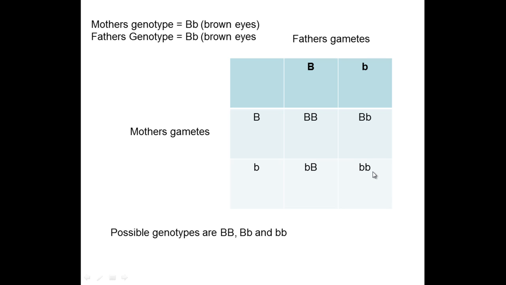So the possible genotypes that are available are big B, big B; big B, small b; and small b, small b. You'll notice that I haven't included the small b, big B here, because it's exactly the same as this one. Hence, no need to write it down. So that takes care of the first part of the question.